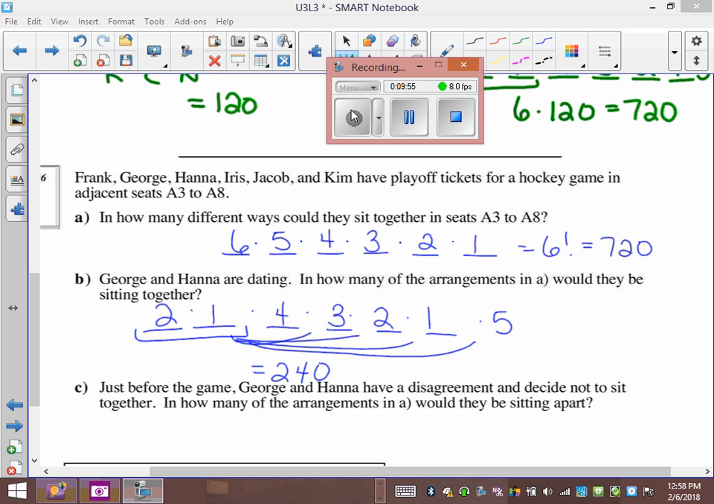Now, this last one says, just before the game, George and Hannah have a disagreement and decide not to sit together. Real world problems, right? In how many of the arrangements in A would they be sitting apart? So, the easiest way to do this particular question is not to try and come up with all the cases on how you can make them sit apart, because that could take forever and you might miss one or two or ten or whatever, right? So the easiest way to do it is actually thinking about this in a way of our school.